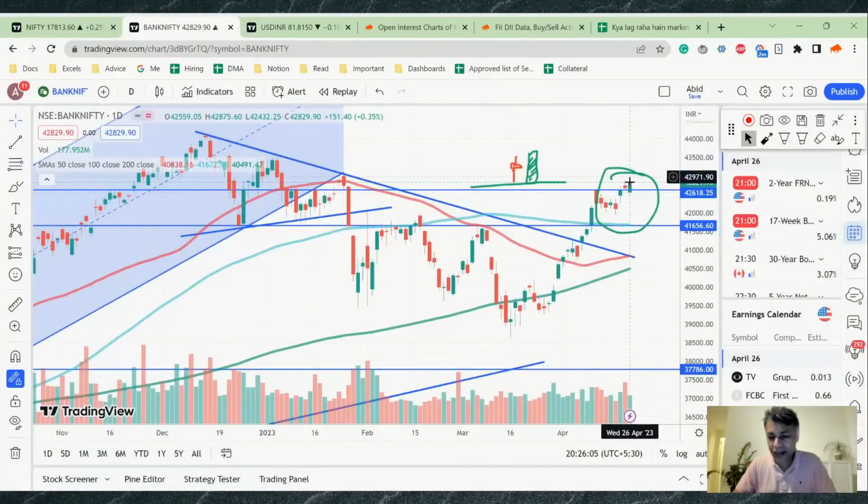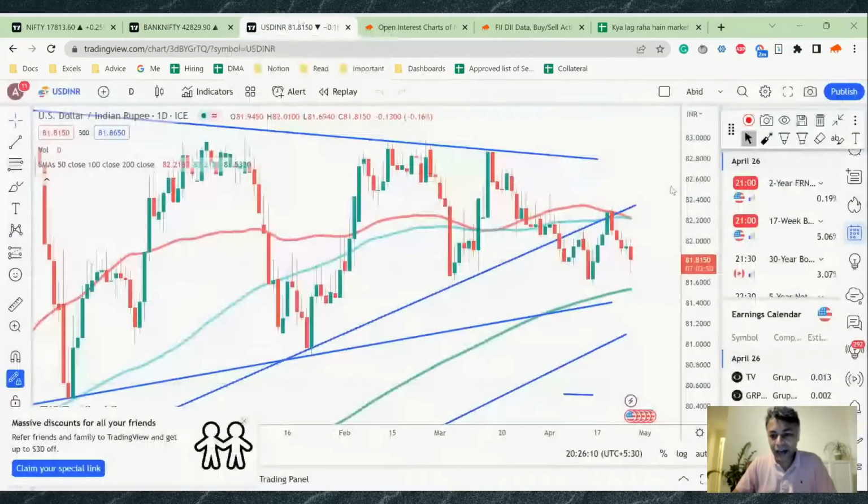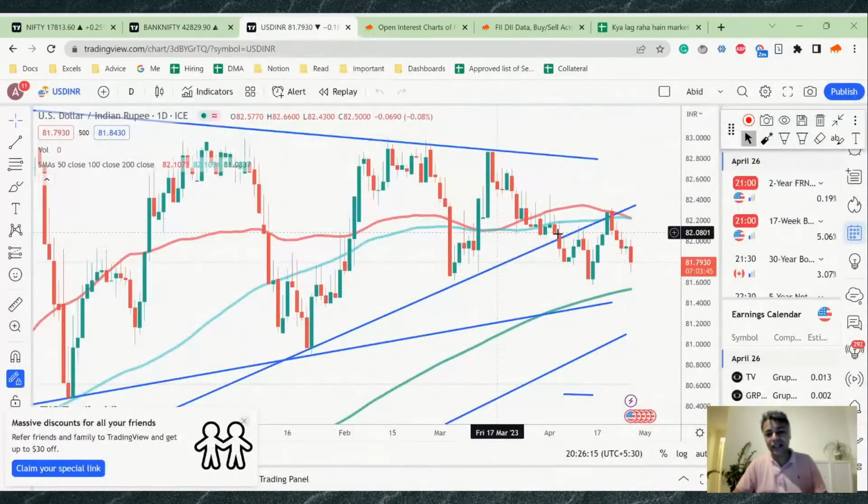This is a support, this is a candle. So Bank Nifty has formed a bullish engulfing. It's likely to go up, right? And dollar, if you look at it, yesterday we were saying it's a doji, it's likely to continue. Dollar is exactly going the way we thought it will go. 81.50 maybe it will test, right? So all of that is in the chart.